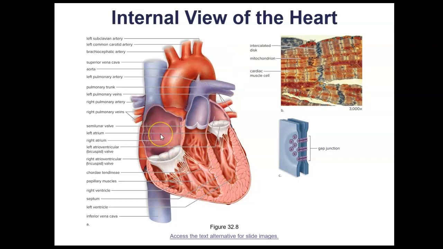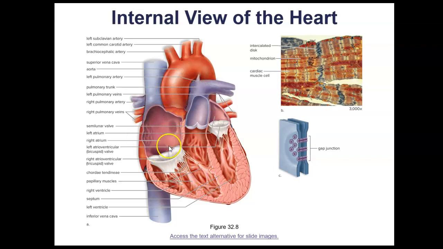I like this diagram a lot better because when I'm trying to teach the pathway of blood flow through the heart, you can see the structures that I'm naming. So let's start in the right atrium. This is the same anterior view of the heart that we had, except it's been sliced through so you can see the interior structures.